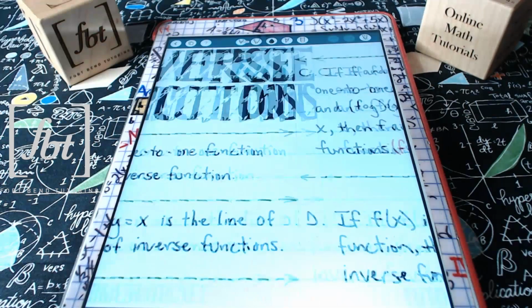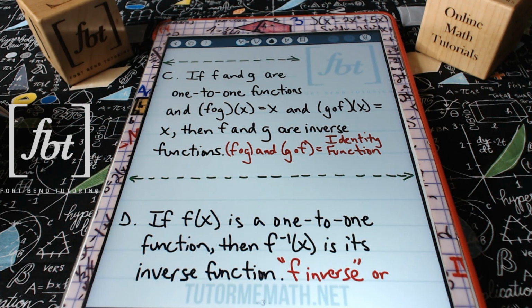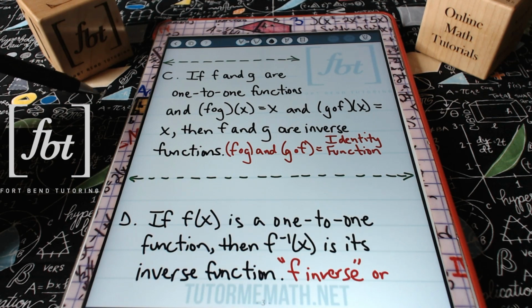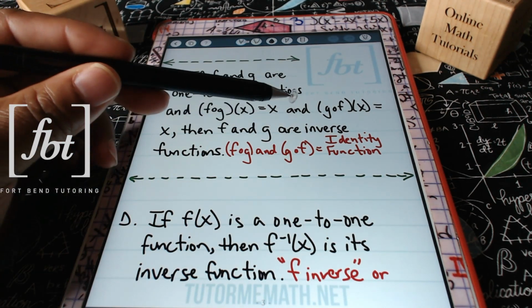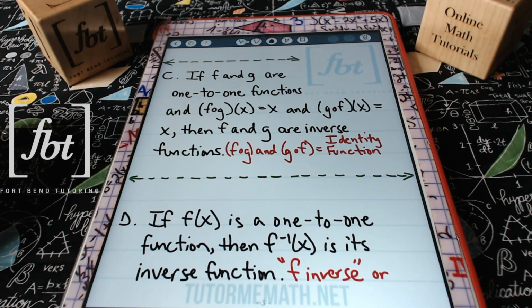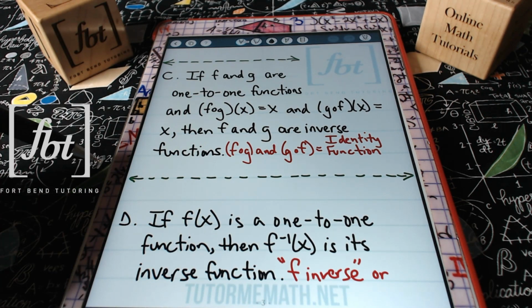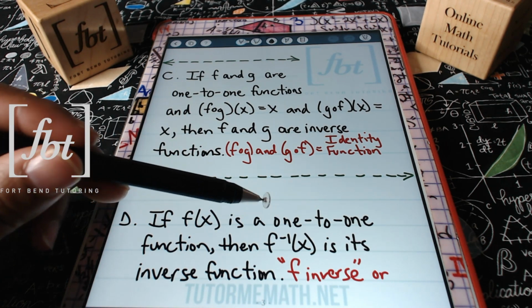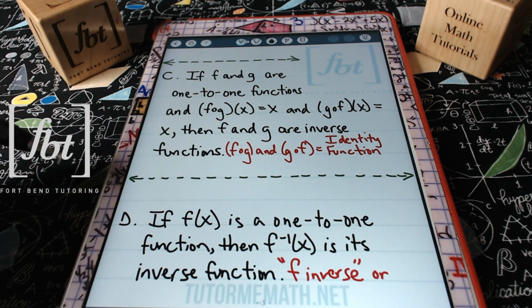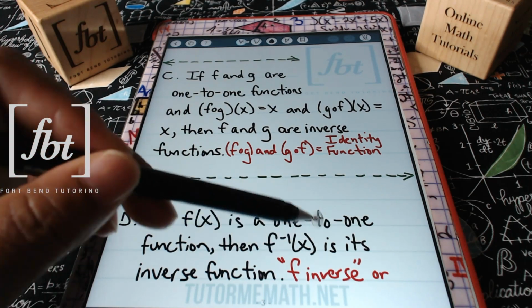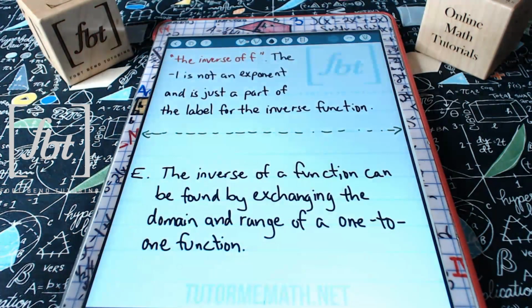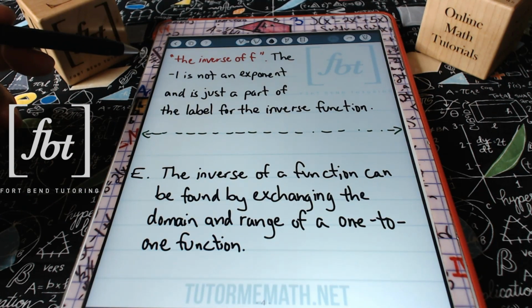C. If f and g are one-to-one functions and f composite g of x equals x and g composite f of x equals x, then f and g are inverse functions. In fact, if f composite g and g composite f both equal the identity function, then they are inverse functions. Fun fact D. If f of x is a one-to-one function, then f to the superscript -1 of x is its inverse function. You can call this f inverse, or the inverse of f. That's what that labeling means.